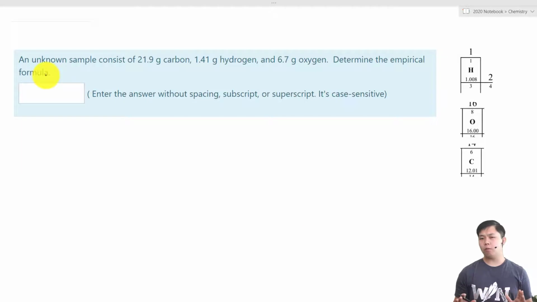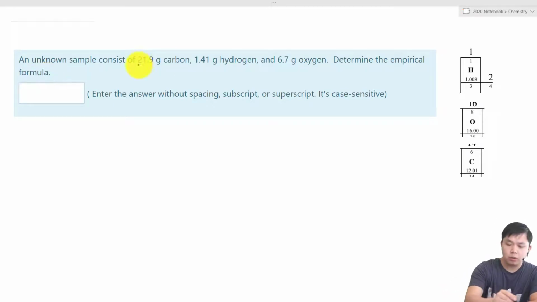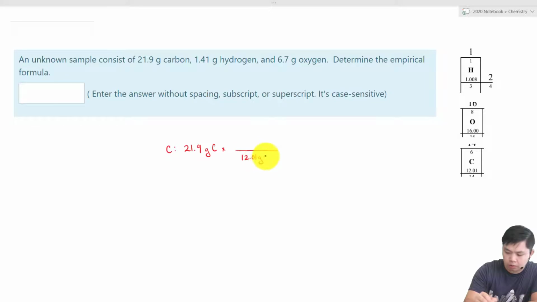Now, let's solve one sample problem that deals with decimals and how we have to multiply to get rid of that decimal to get a whole number. Here we have an unknown sample consisting of 21.9 grams of carbon, 1.41 grams of hydrogen, and 6.7 grams of oxygen. Determine the empirical formula. So going back here, we have carbon, 21.9 grams of carbon times its conversion factor for the molar mass. So we have 12.01 grams of carbon to 1 mole of carbon.